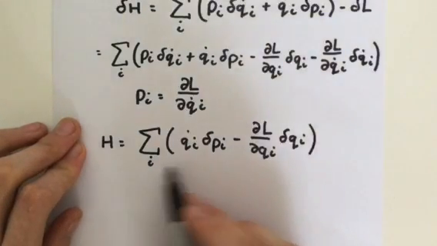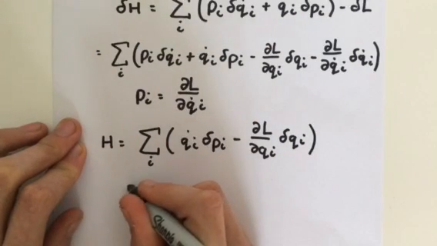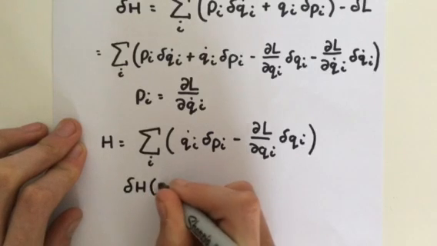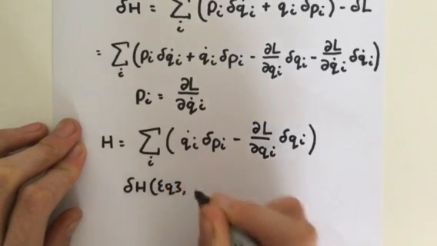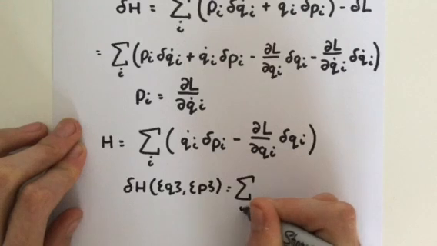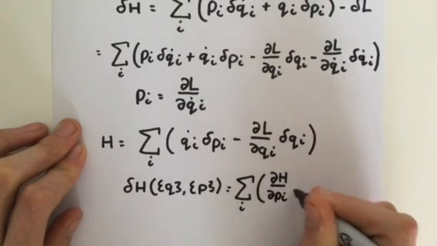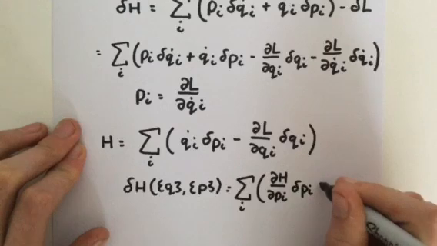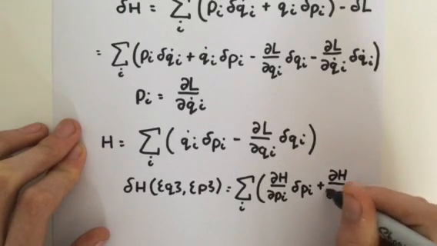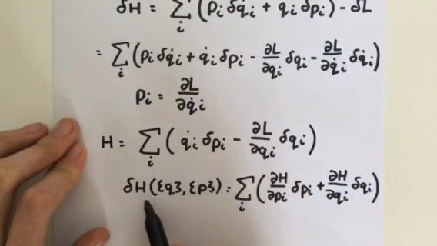Let's compare what we have here with the general rule for a small change in a function of several variables. This should be quite familiar. The change in H, we could write in terms of its components, q and p. This is in phase space. This is going to equal the sum over i of dH by dp_i times the change in p_i, and then to that we simply add the partial of H with respect to q_i times the change in q_i. That's the general change of a function H of several variables. In this case we have q and p, so H is our Hamiltonian.